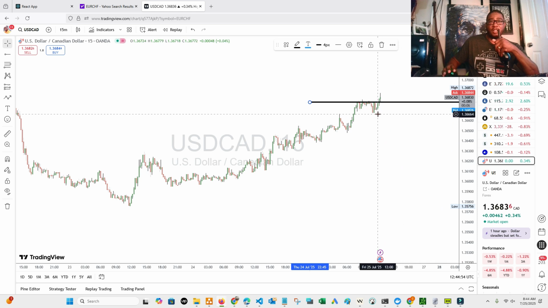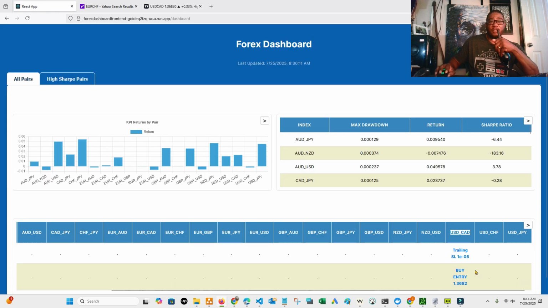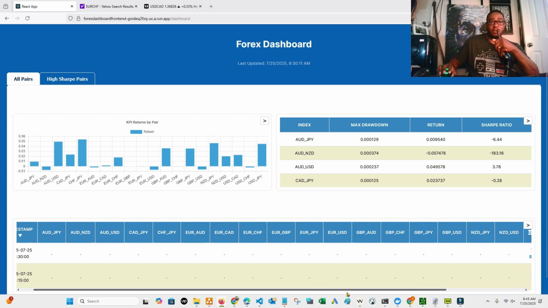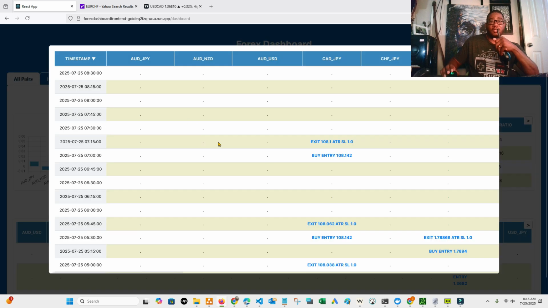But you see, there is a breakout. You see that breakout? And there is a trailing stop right here. See that trailing stop right there? That means it hasn't met the rules to get out.